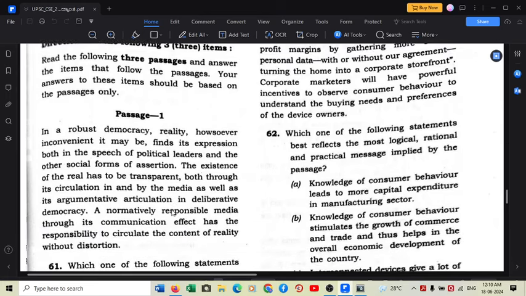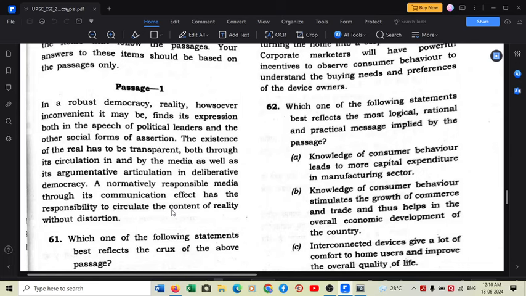Most logical, rational, practical message. So knowledge of consumer behavior leads to more capital expenditure in manufacturing sector. Yes, if the knowledge of consumer behavior is more, more capital expenditure will go into the manufacturing sector, because the more the learning of consumer behavior, the more variety of home devices can be produced. Okay, so let us look at option B, whether it is aligning well.